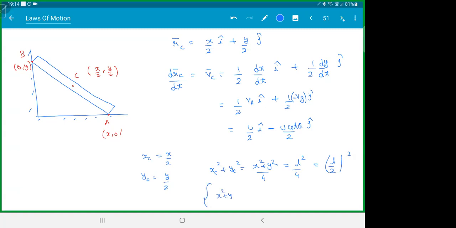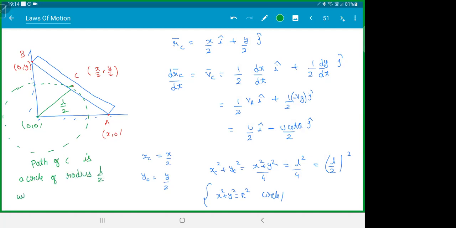If you write x square plus y square is equal to r square, r is the radius of the circle. That means this point C is rotating about the origin in a circle. It won't go a full circle because the walls are blocking it. It will go in a circle of radius L by 2. So the path of C is a circle of radius L by 2, whose center is the origin. Check.